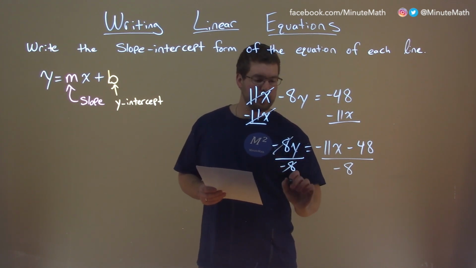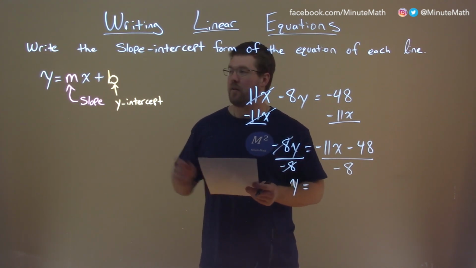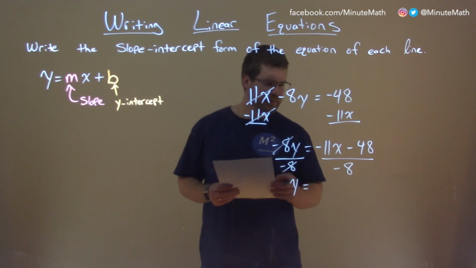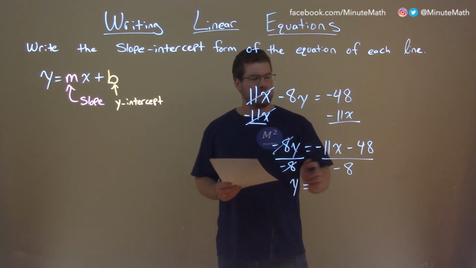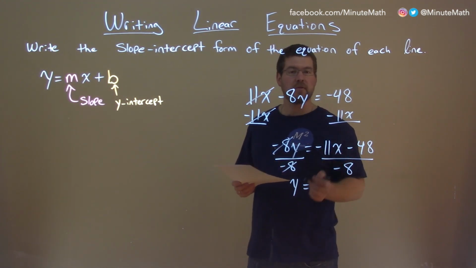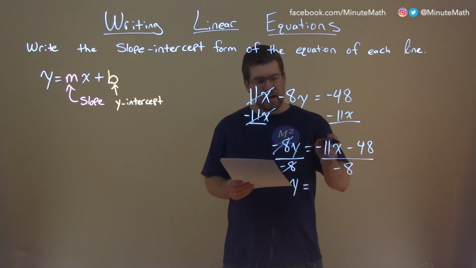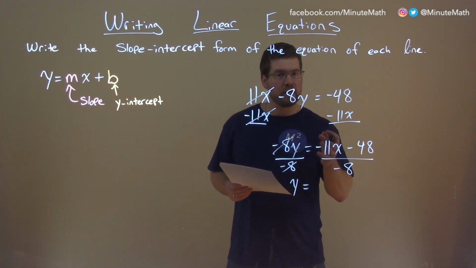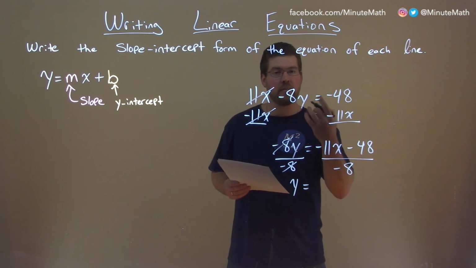That cancels here, and we have a positive y by itself. That's our goal. Now let's look at this part here. -8 goes to both parts versus -11. -11 divided by -8 is a positive, right? Remember, two negatives make a positive.